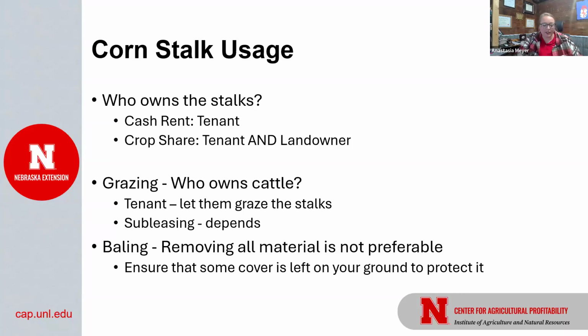You don't want to have 60% on one side of the field completely baled and 40% on the other side. I saw that driving somewhere, and so I have been adjusting this presentation a little bit to say there needs to be 40% cover across all the field if you're going to be baling it.